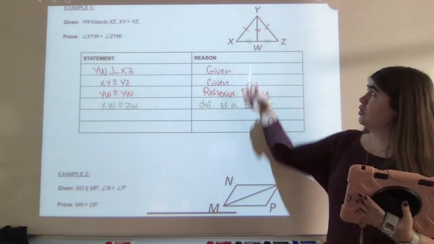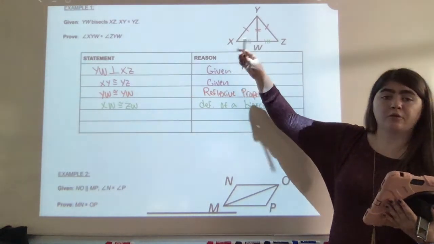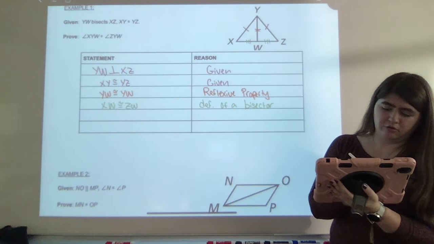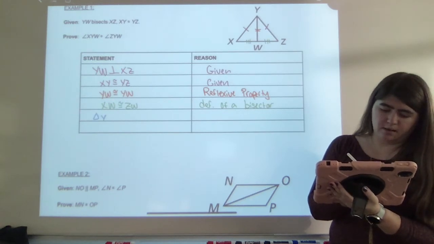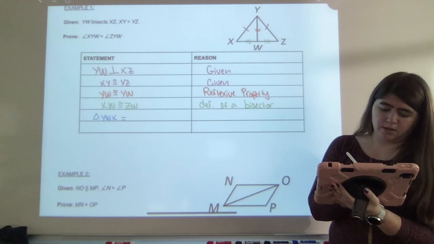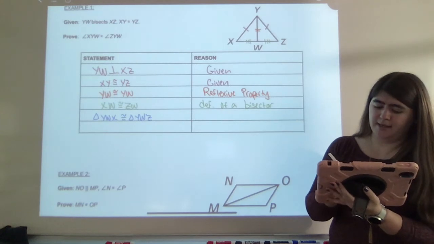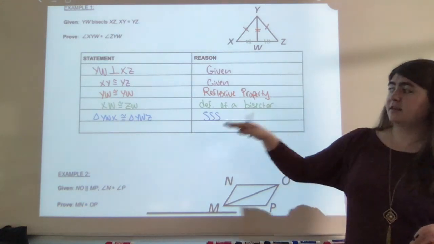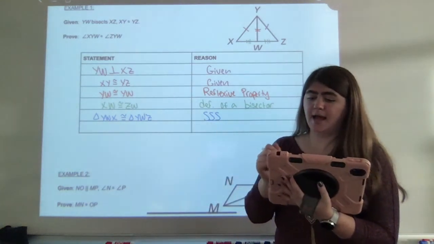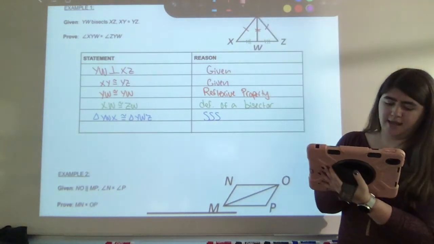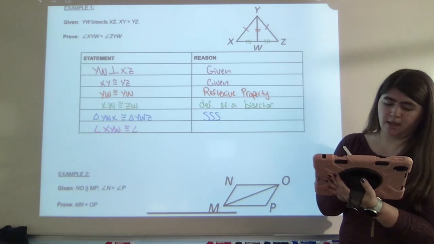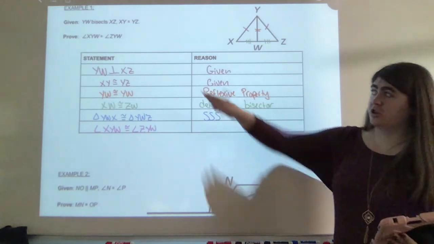Since I have now shown side, side, side congruent between the two triangles, I can say that I have triangle YWX congruent to triangle YWZ by the side, side, side congruence postulate. Since my triangles are congruent, I can then say that angle XYW must be congruent to angle ZYW, which is what I wanted to prove.